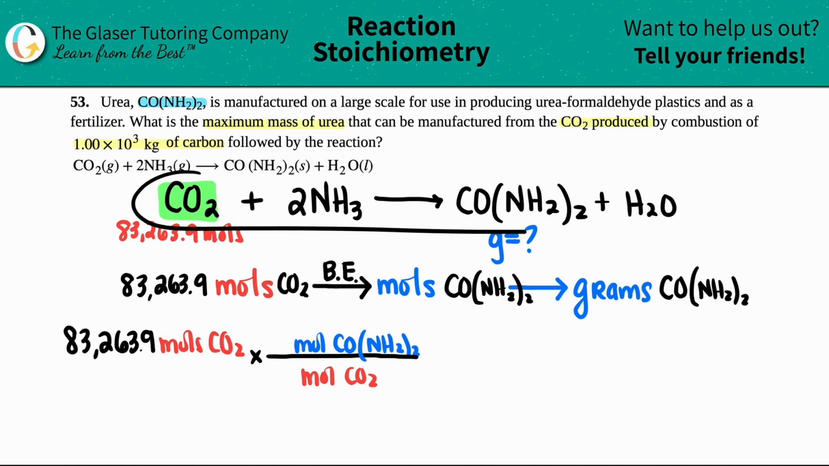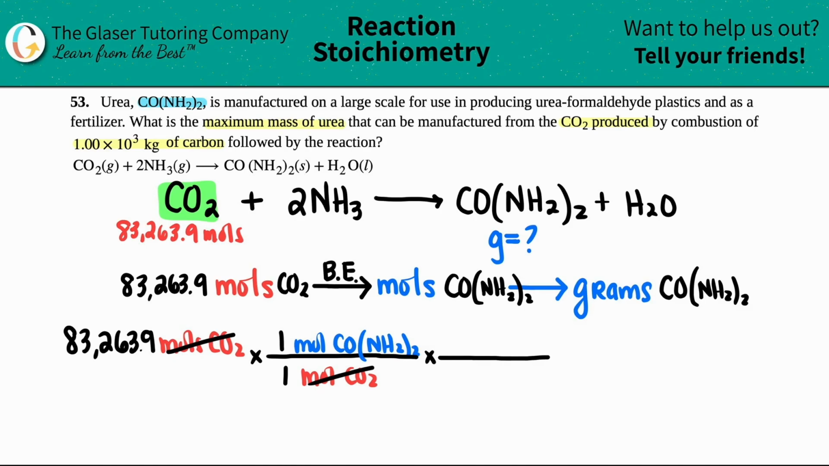And then we do the same thing. Only look at the coefficients of the compounds that we have here. But for CO2, I don't see a number, so that's a 1. And then for urea, I also don't see a number, so that's also a 1. Okay, units cancel. And now I'm here. We want to find out the mass, so we got to find out those grams.